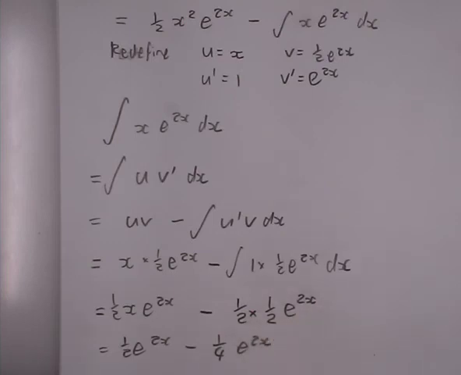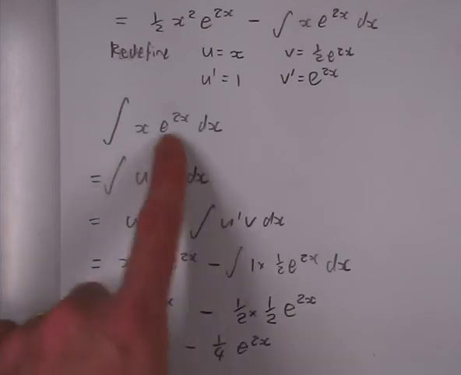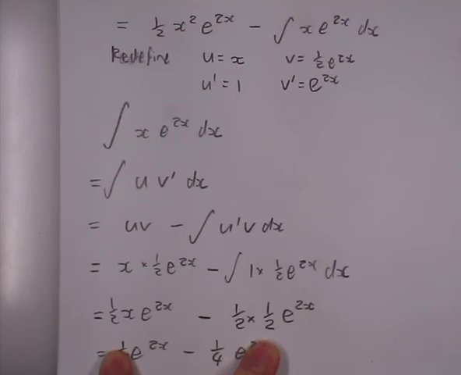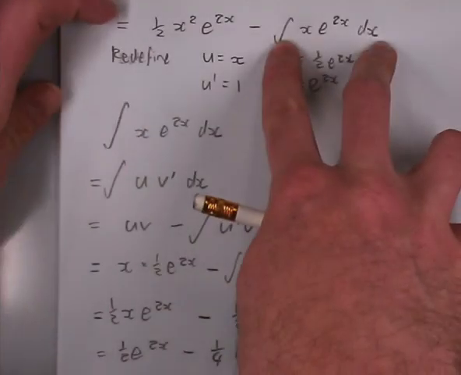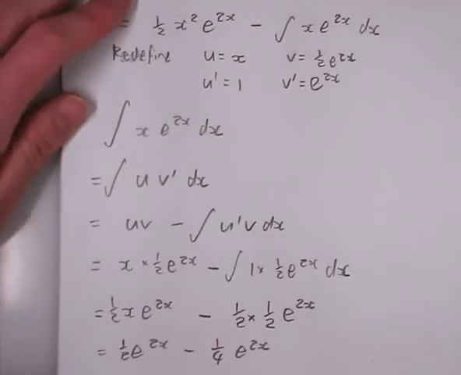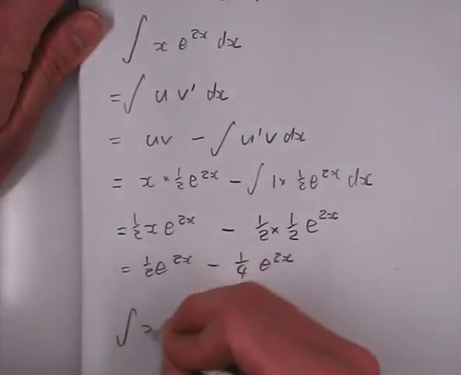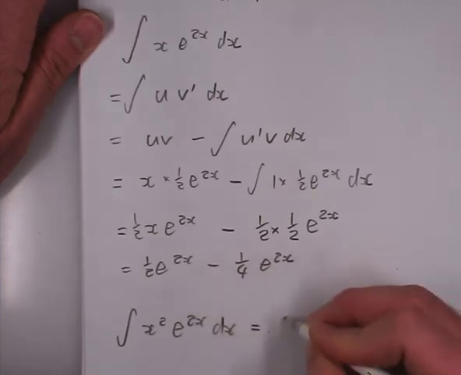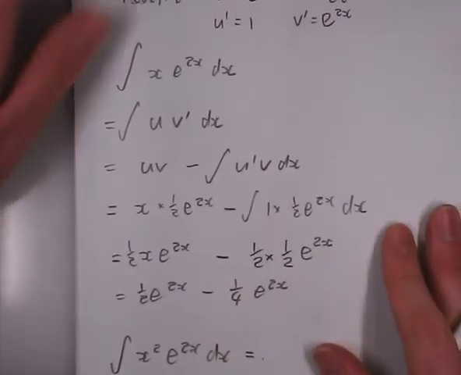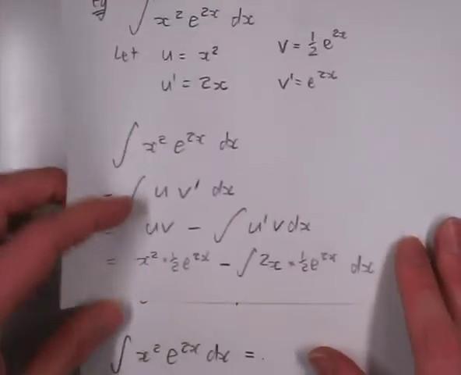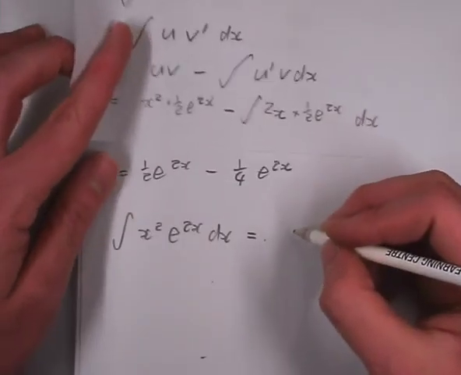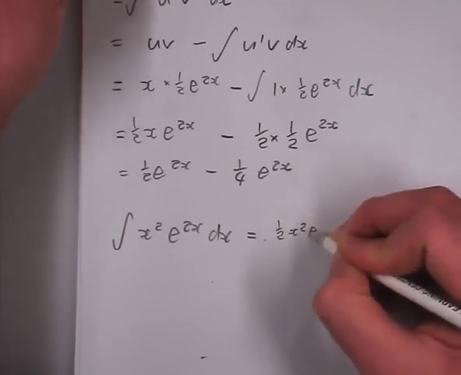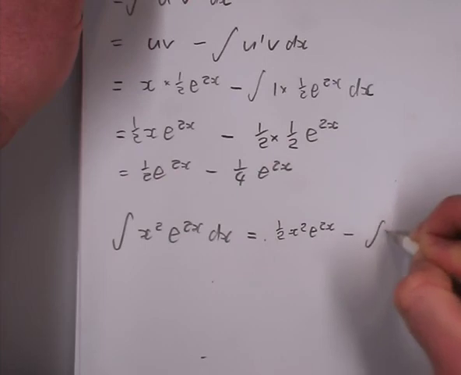So finally, I haven't actually finished the problem yet because I've figured out x e to the 2x and I wanted x squared, so I'm going to have to sub this in here. Okay, so the integral that I was actually trying to do was this one, and that came out to be equal to, can I fit them? I'm just going to bring it down. That came out to be equal to a half x squared e to the 2x minus x.